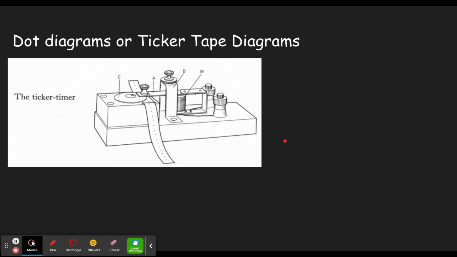And that is dot diagrams or ticker tape diagrams. They're called different things by different people. Physics Classroom, I believe, calls them dot diagrams, although I've seen places where they call them ticker tape diagrams as well. So what is a ticker tape diagram?